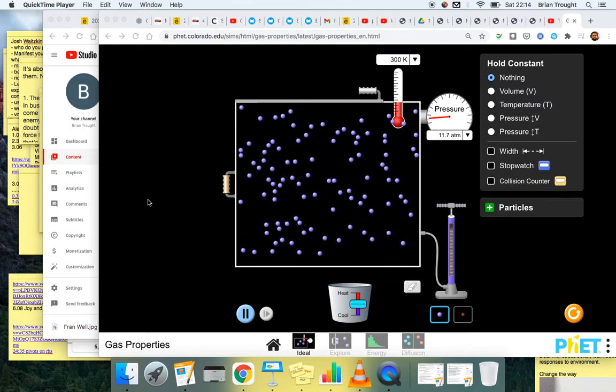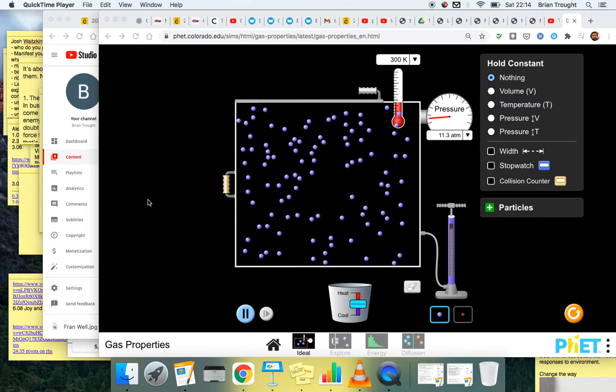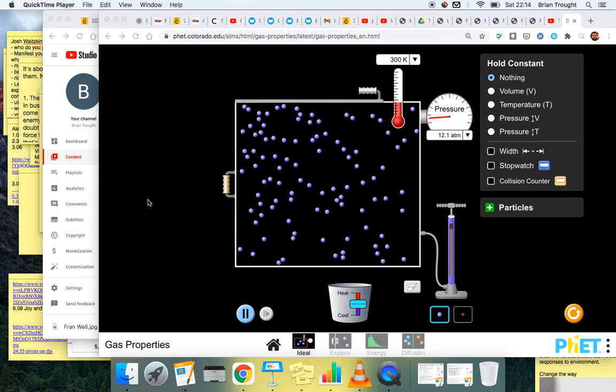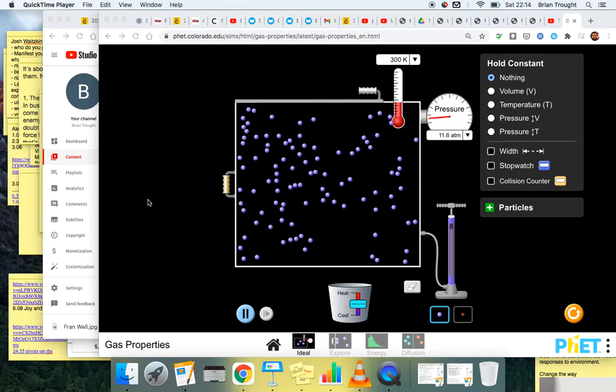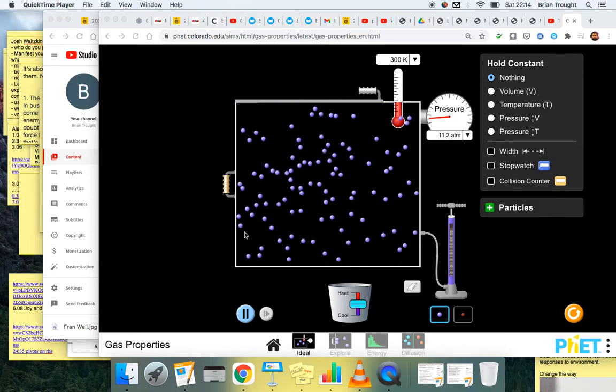Three sentences about pressure. One of them is pressure increases with depth. I'll leave that go for now. The second one was pressure always acts perpendicularly to a surface.